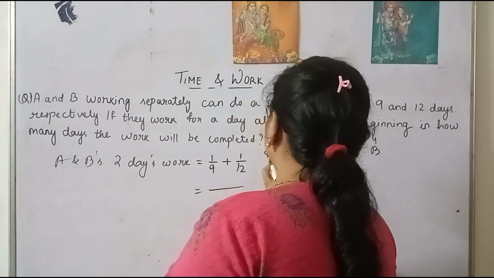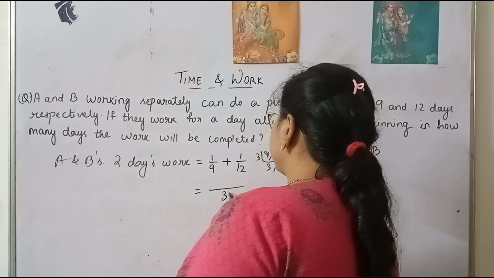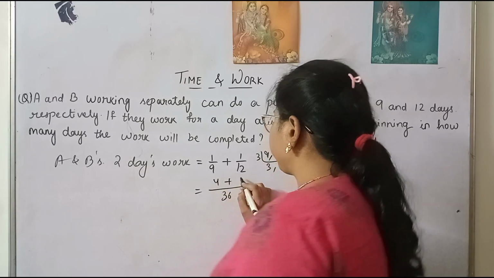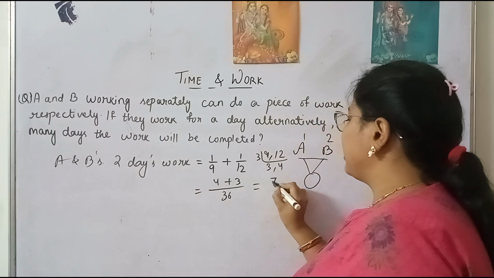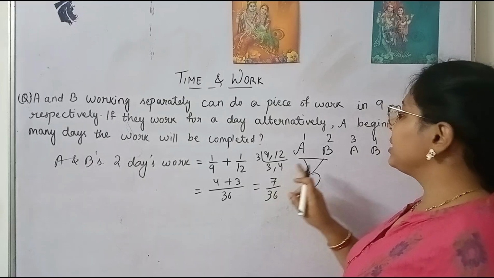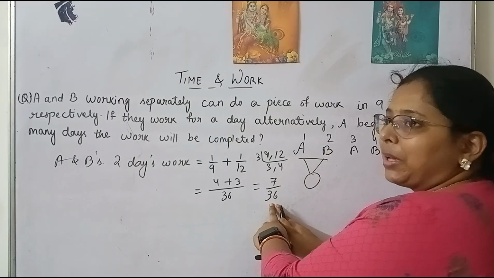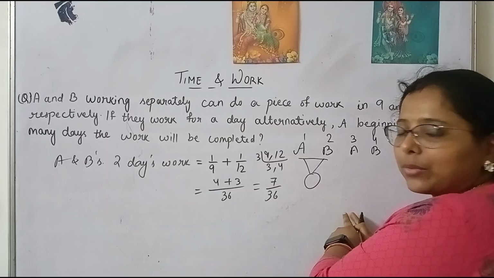If we take the LCM of 9 and 12, how much will we get here? 36. So, this is 4/36 plus 3/36, which is 7/36. In 2 days, they will complete 7/36. In the same way, they will complete this much in the first 2 days, again this much in the next 2 days. Like this, the work will continue.